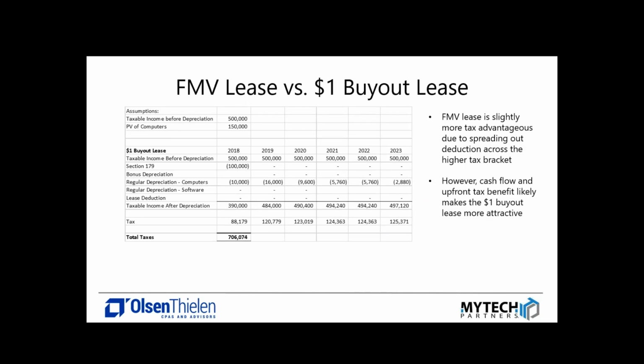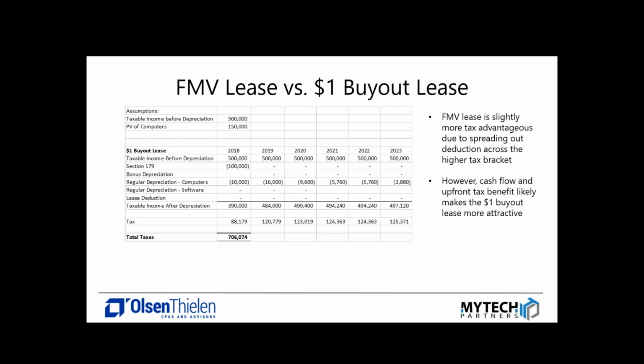And the $1 buyout lease. So here I just decided, well, let's take Section 179 $100,000 and depreciate $50,000 over the 5-year life. What does that look like? And it's very similar. It's just a little bit higher, about $1,000 or barely $1,000. But the benefit is that you're getting $100,000 deduction without having to pay for it yet, because you finance that lease through the $1 buyout.